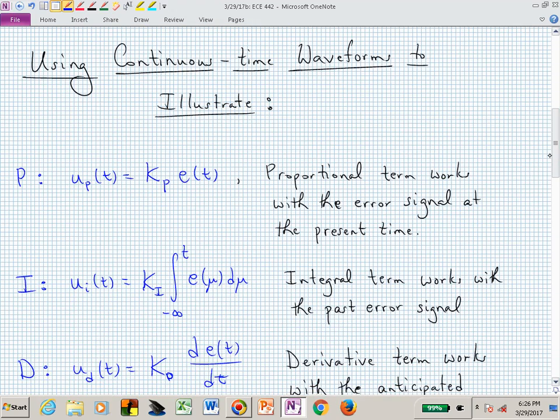That was not my clap. That was n equals 0.